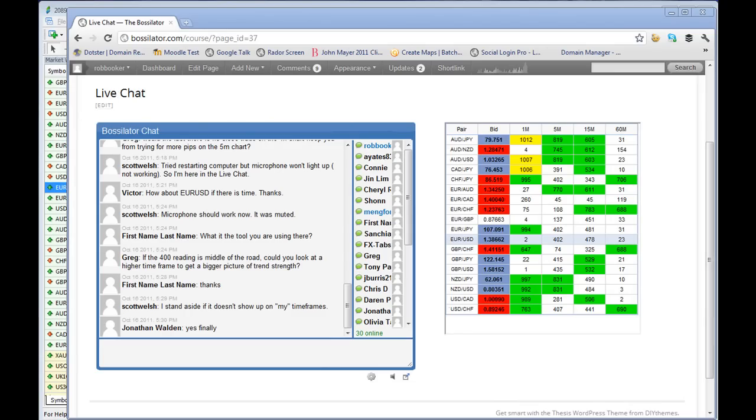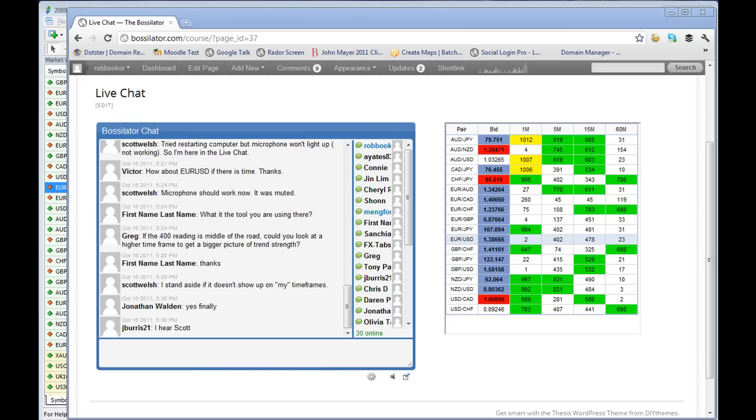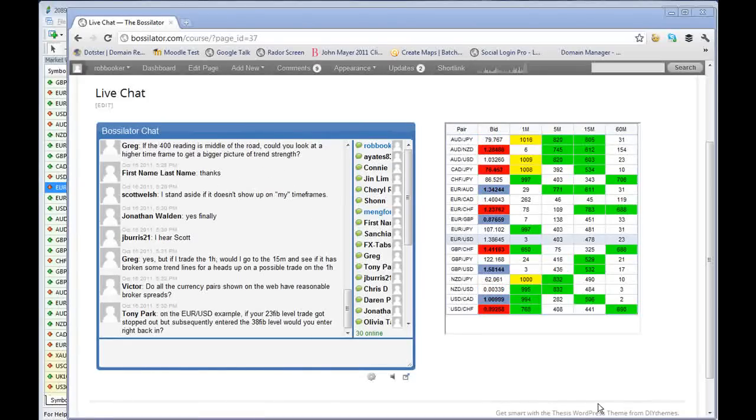Do you have any additional comments, Scott, about the Australian dollar or the euro or the euro yen or anything that you've heard so far? There have been a couple of questions in the chat room. Greg says, if I trade the 1 hour, would I go to the 15-minute and see if it has broken some trend lines for a heads-up on a possible trade on the 1 hour? My answer is no. I generally plan my trades and take my trades from the same time frame chart.